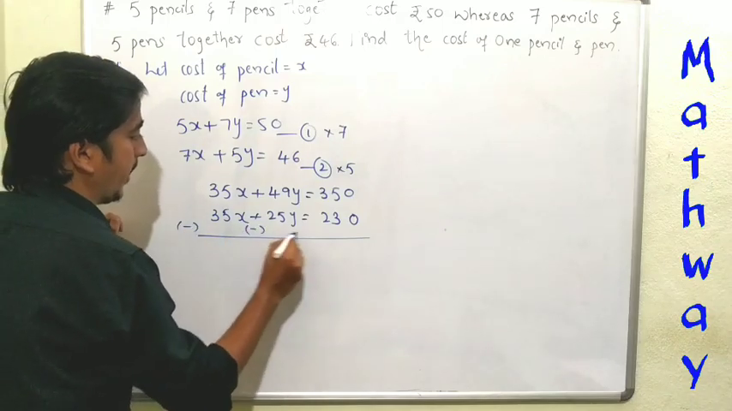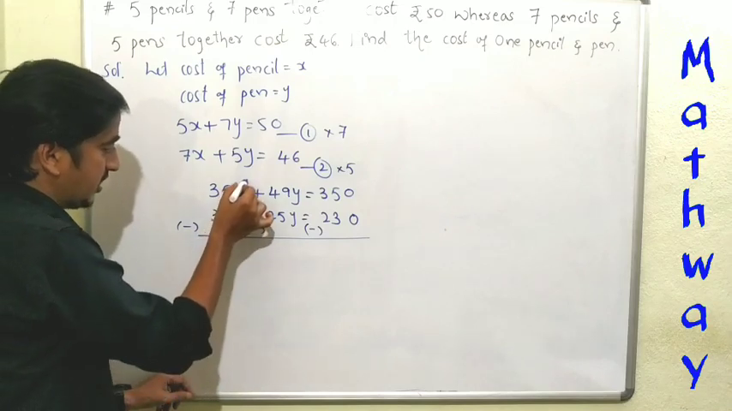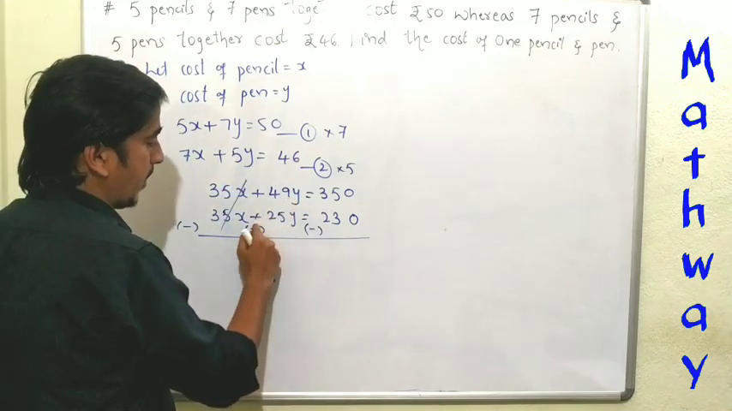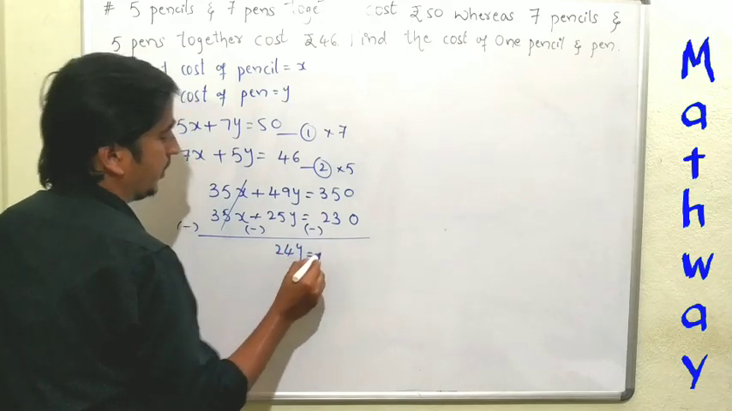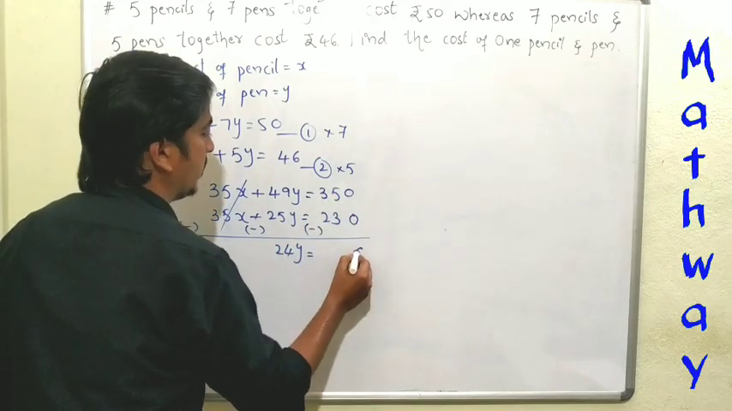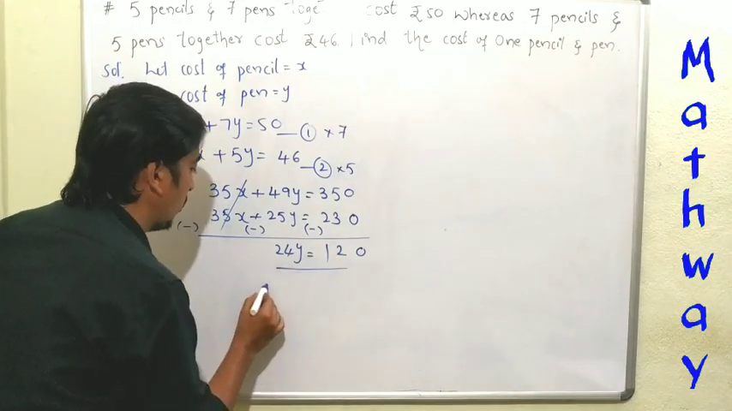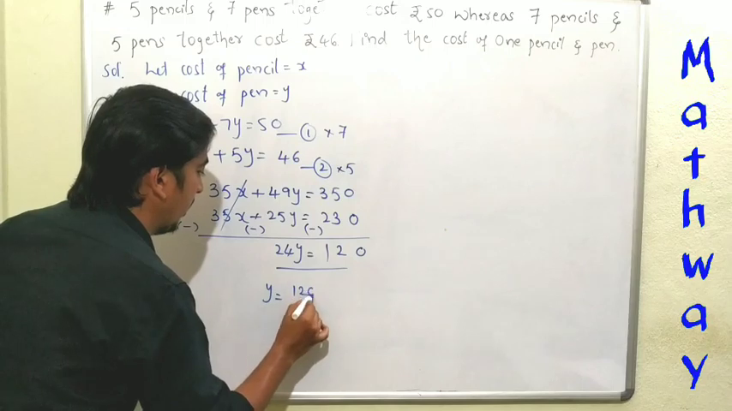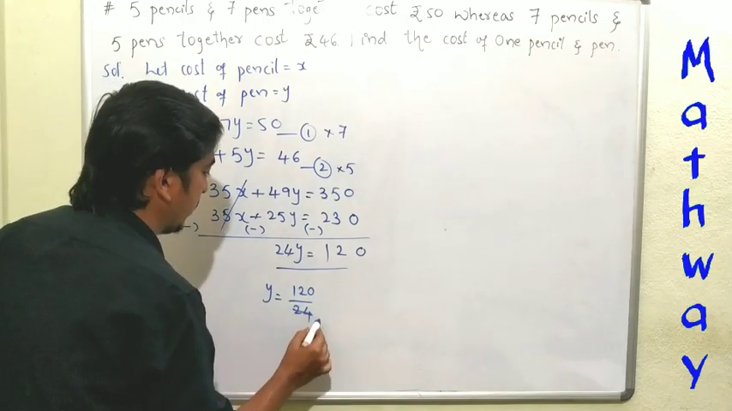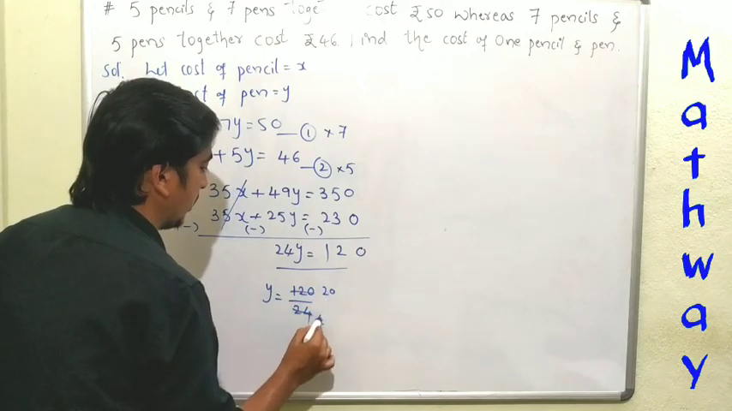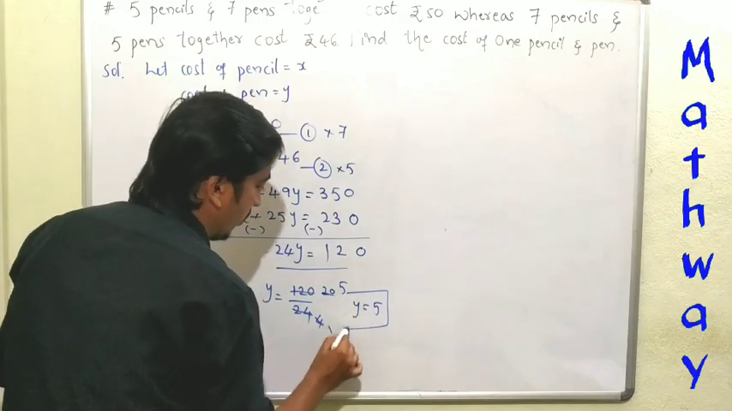Whenever we are subtracting, we need to change the signs of the second equation. 35x minus 35x gets cancelled. 49 minus 25, what will we get? It is 24y, equals 350 minus 230, which is 120. Now y equals 120 by 24. Let's cancel this: 24 times 5 is 120, so y equals 5. We got the y value as 5.